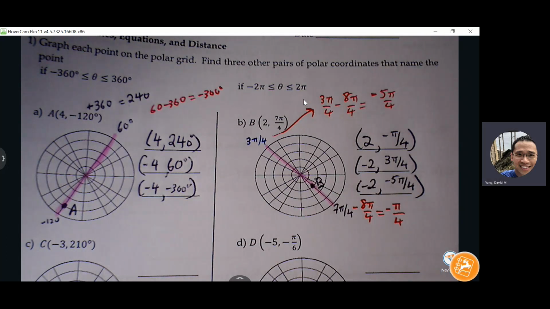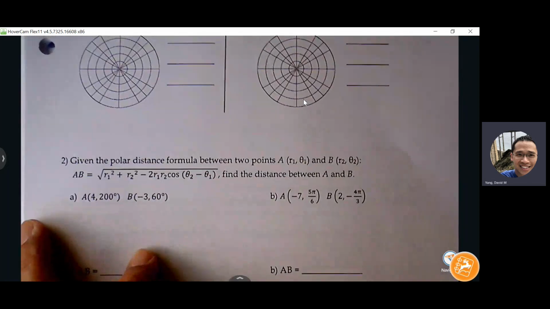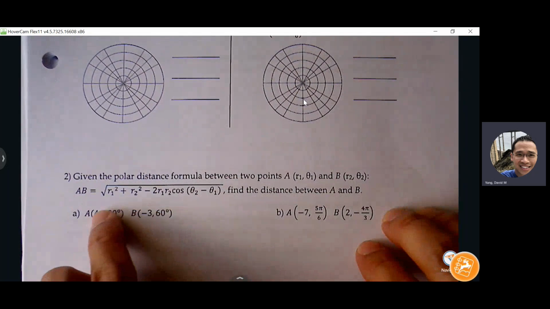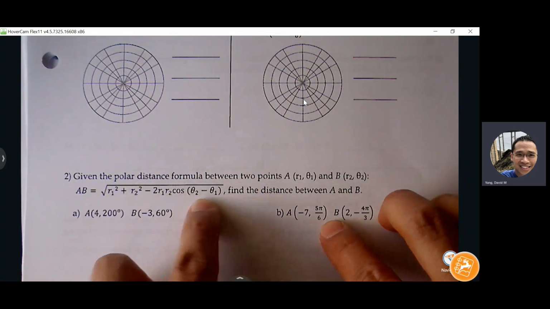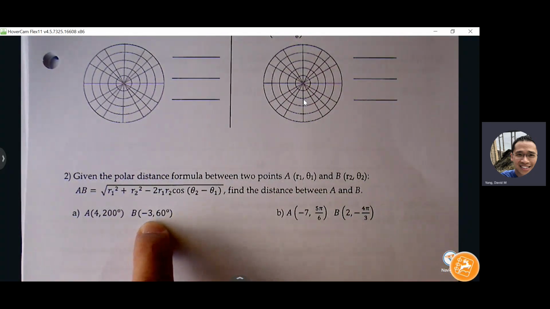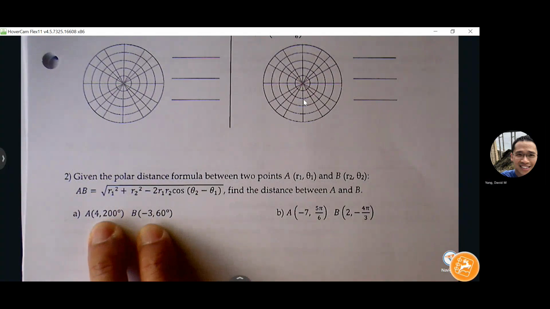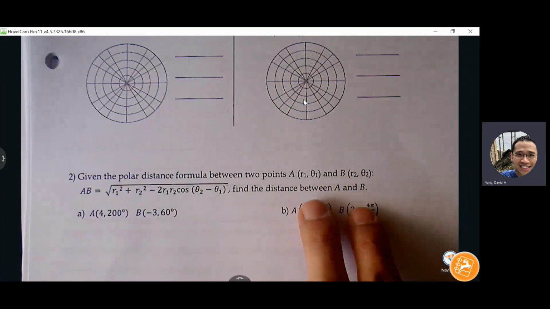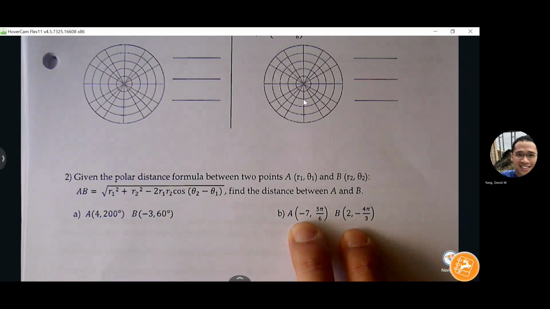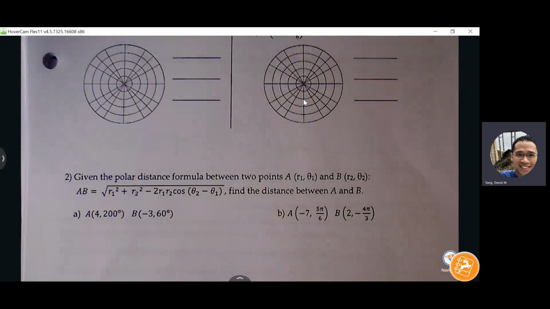Okay, any questions with A or B? Guys, hold off on doing C and D. I want to just go through a little bit of every problem so you guys have a model to work off of. I think number 2 should be pretty easy. You're just using the distance formula. Just be careful what mode you have to be in for A. Degrees. For B, you have to be in what mode? Radians, okay.